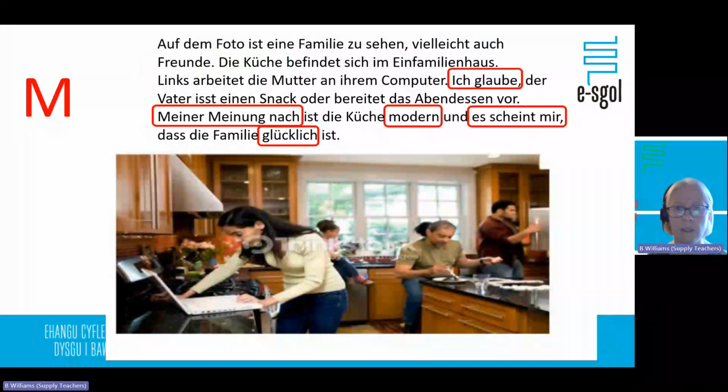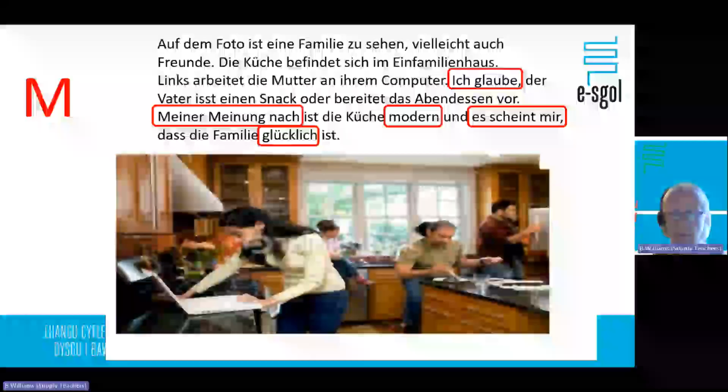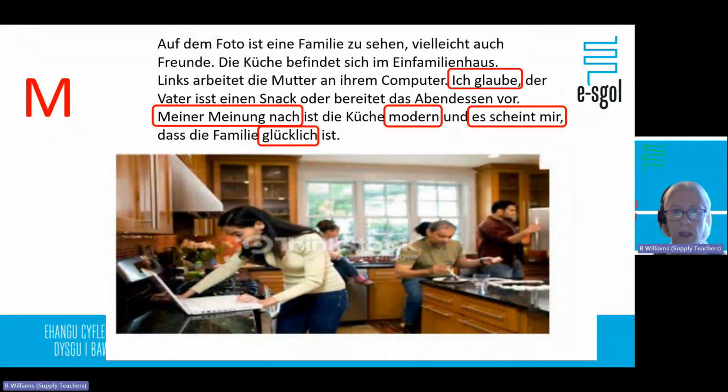And then the M for mood. We've got ich glaube, because it could be what I'm feeling as I'm looking at the photograph. Meiner Meinung nach also comes under that umbrella, so in my opinion. But also, how does the photograph look to me? So I've used the adjectives modern and glücklich to describe how the people look, in my opinion. So es scheint mir. So it seems to me that something is happening, or that somebody feels a certain way. Okay. So this answer, in all, takes around 25 seconds to say.